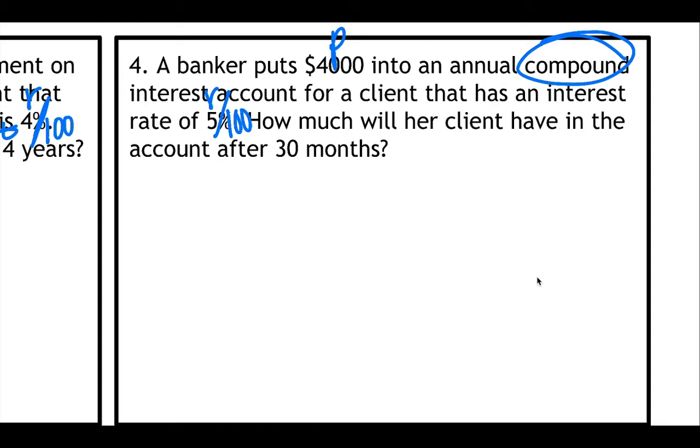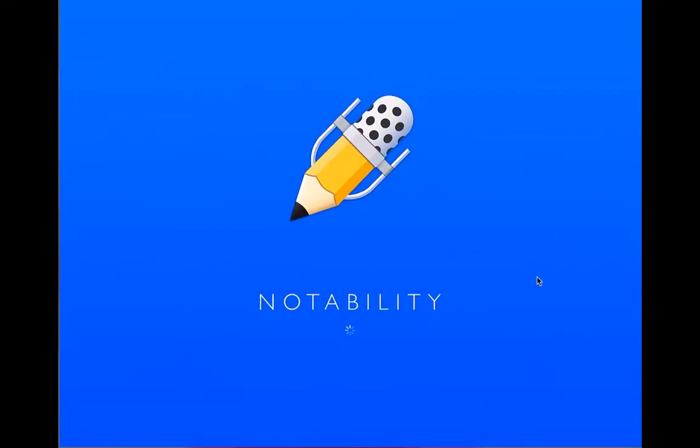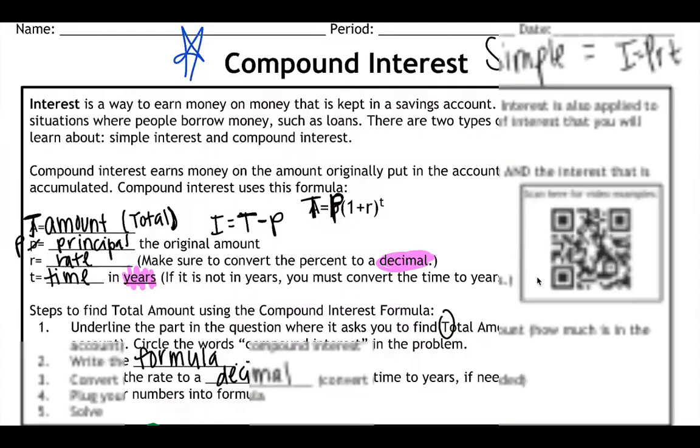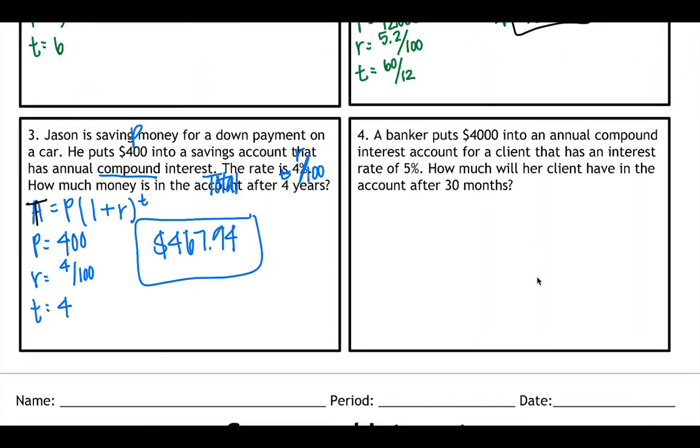How much will her client have in the account total after 30 months? Months. We've got to put it over little t over 12. There we go. We're having technical difficulties, we're going to have to close the whole app. Just slide it up. Okay, back up. Hang on.